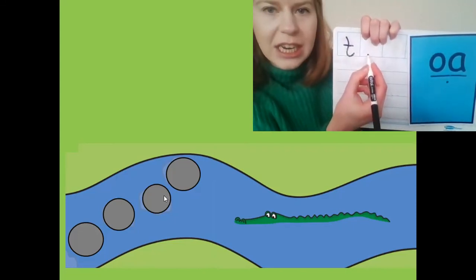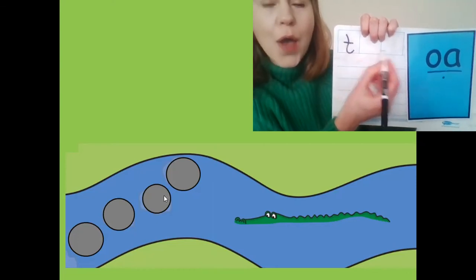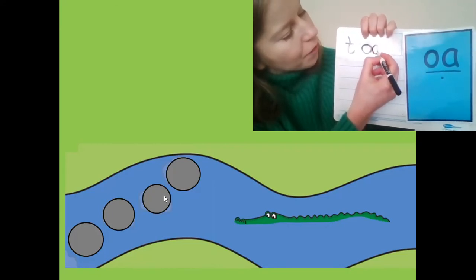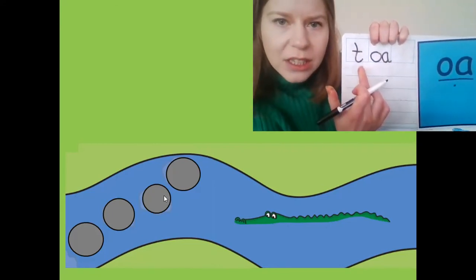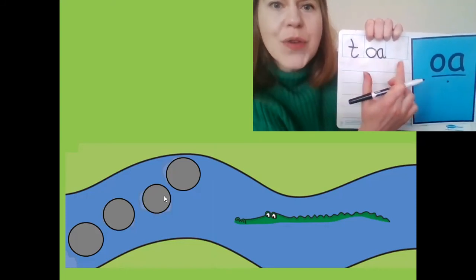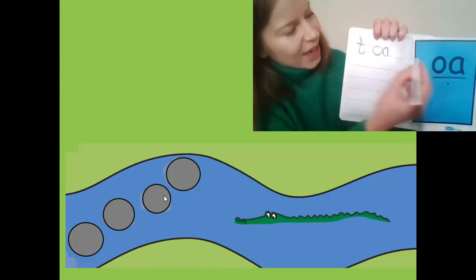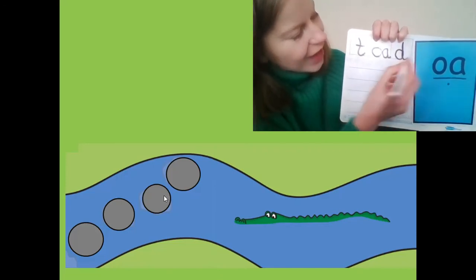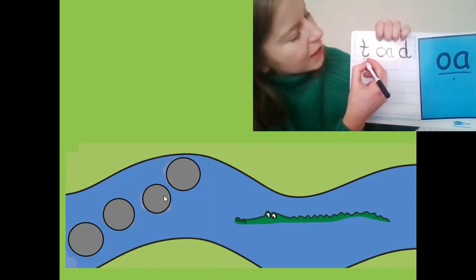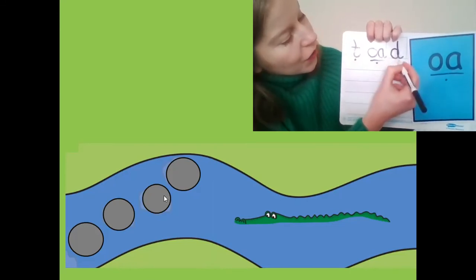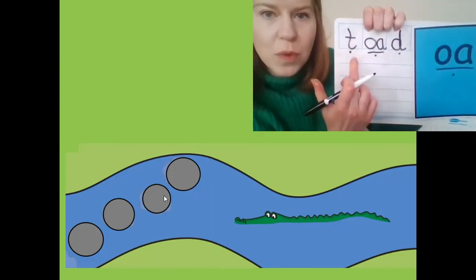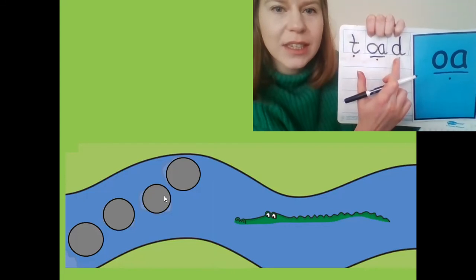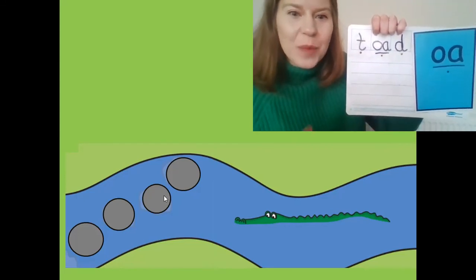And what's the next sound you can hear in toad? Oh, it's that O sound again. What's the last sound you can hear in toad? D. Yes, I can hear that sound too. We go round the dinosaur's bottom, give him a long neck and a tail. Now add in your sound buttons. T, oa, d. Toad. Read your word back just to check you have all the sounds. Toad. Well done, everybody.